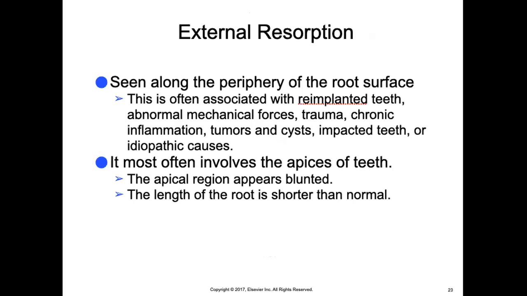External resorption is seen along the periphery of the root surface. This is often associated with reimplanted teeth, abnormal mechanical forces, trauma, chronic inflammation, tumors and cysts, impacted teeth, or some other type of idiopathic cause. It most often involves the apices of the teeth. This is when the apical region appears blunted and the length of the root is shorter than normal. So both the lamina dura and the bone surrounding the blunted apex appear normal. It's not usually detected clinically and does not exhibit mobility, where the tooth does not appear loose. Here there is no effective treatment.